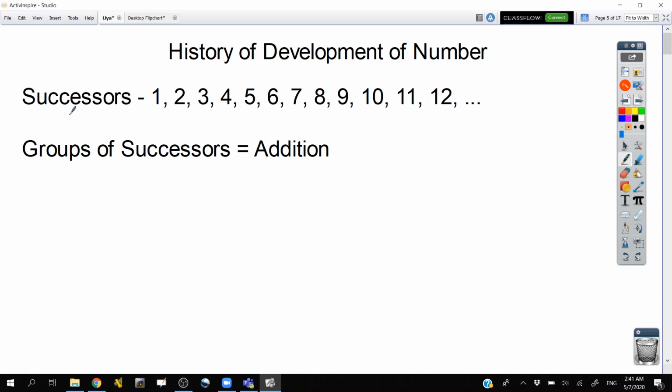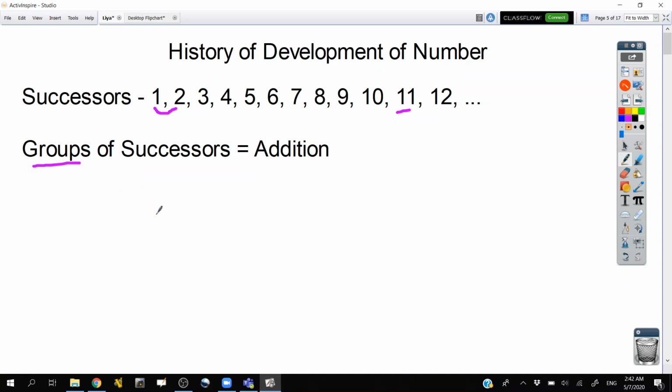So first we had successors, the idea that if we have a number, there always is a successor, and every number has a successor. If I tell you what number comes after 11, you immediately know it's 12 because that's the successor. The next step in human history after we have common numbers that everyone is using is we end up with groups of successors.